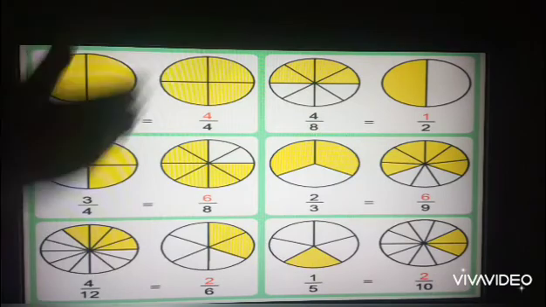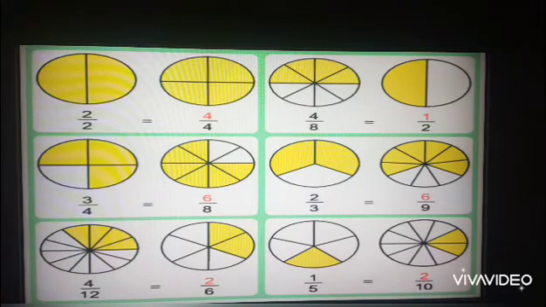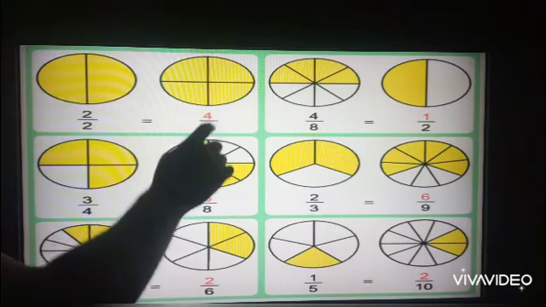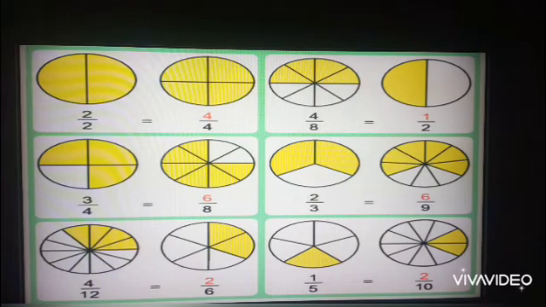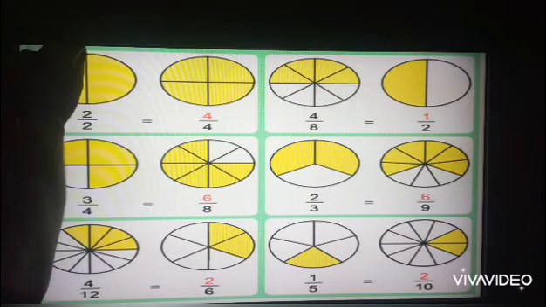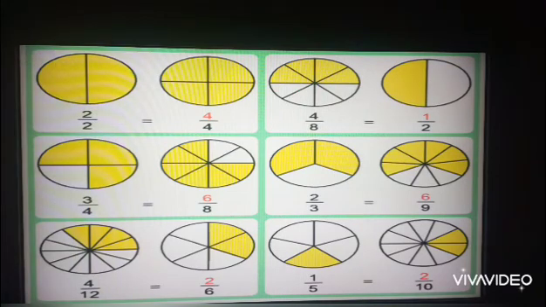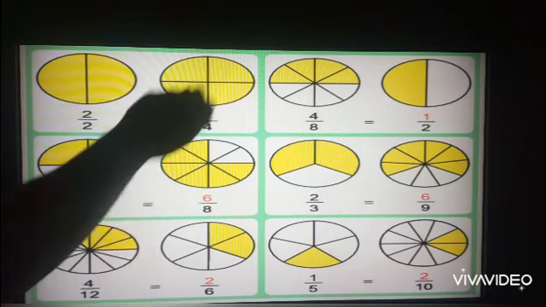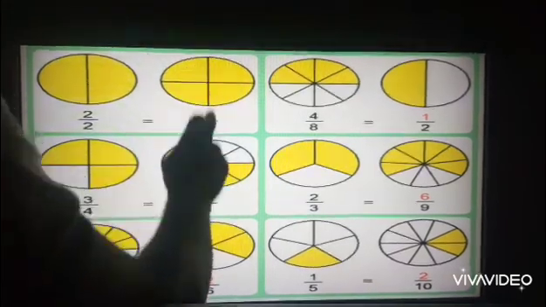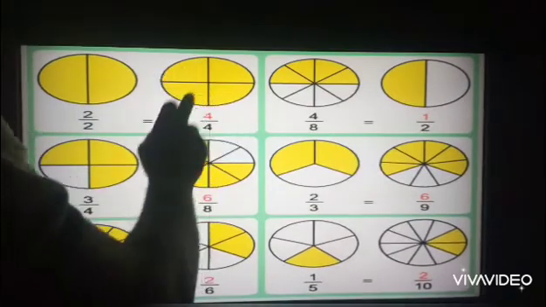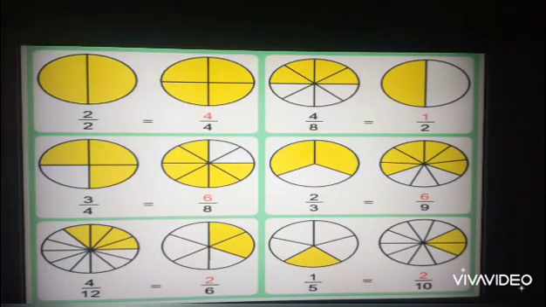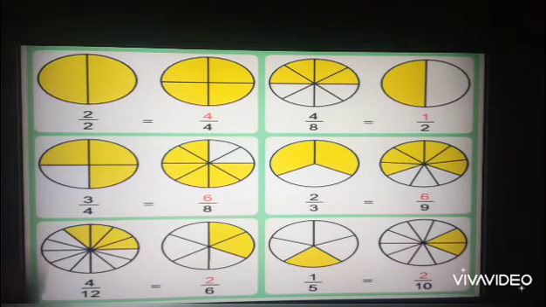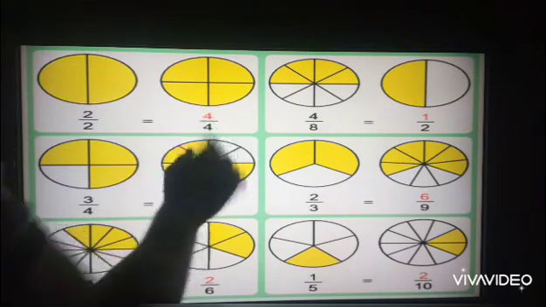Now, these are examples of fractions that are also equal. 2 over 2 and 4 over 4. They are all the same because you have one big orange. You divided it into 2 and then you took all the 2. This one you had 4. You divided it into 4. You took all the 4. So it's the same thing. You've taken all of this. You have taken all of this. So it's the same thing. So 2 over 2 is equal to 4 over 4.